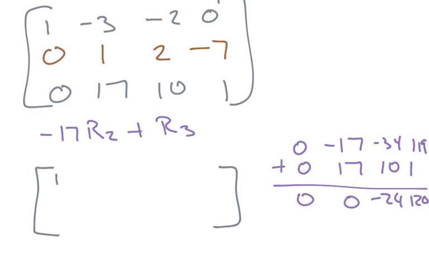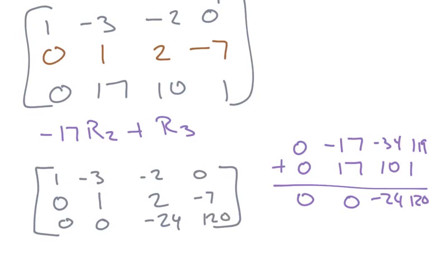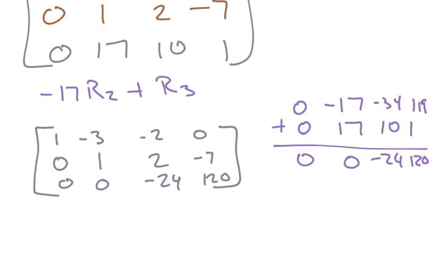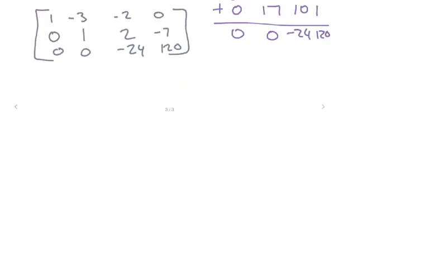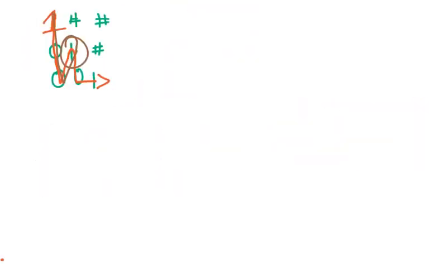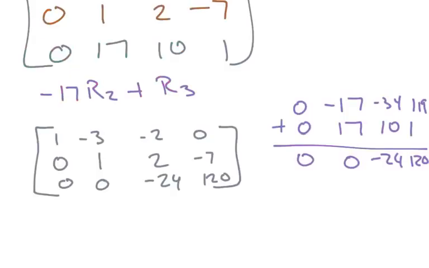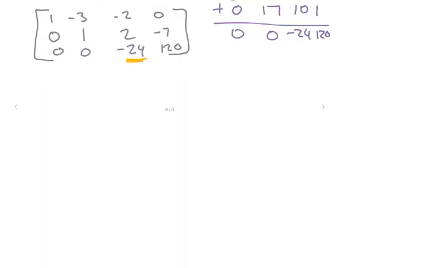So the top row is 1, negative 3, negative 2, 0. Then we got 0, 1, 2, negative 7. And then I get 0, 0, negative 24, and 120. I've run out of space. So the last move is we want this negative 24 to become 1. Notice we did the 1, then we did the 0, so now we just got to make that into a 1. So that just means I'm going to multiply row 3 by negative 1 over 24.